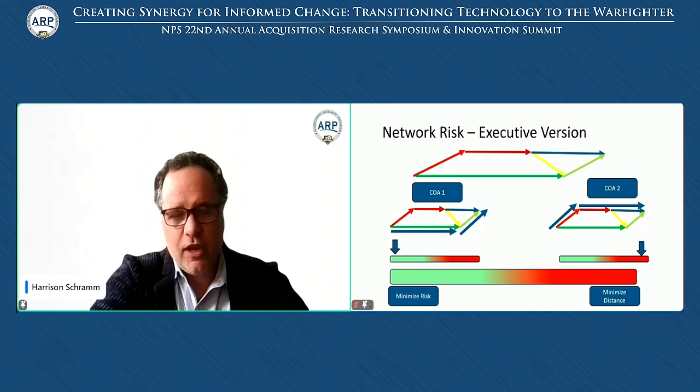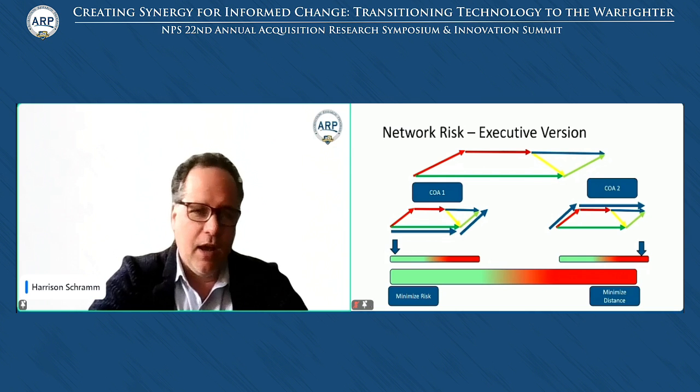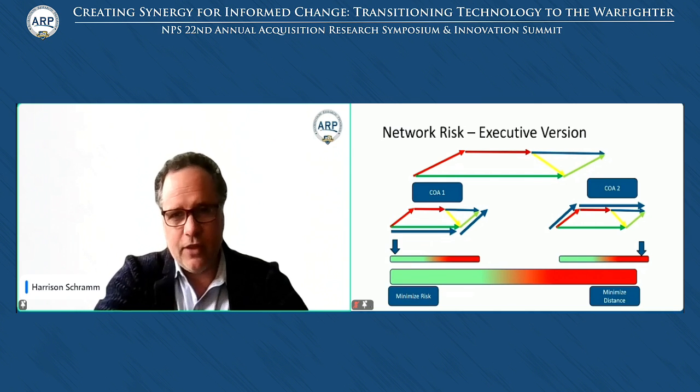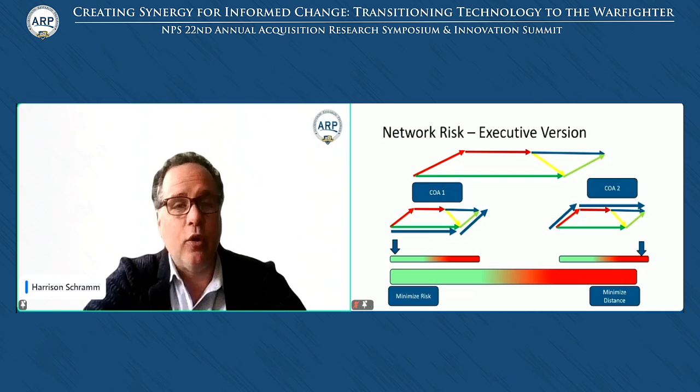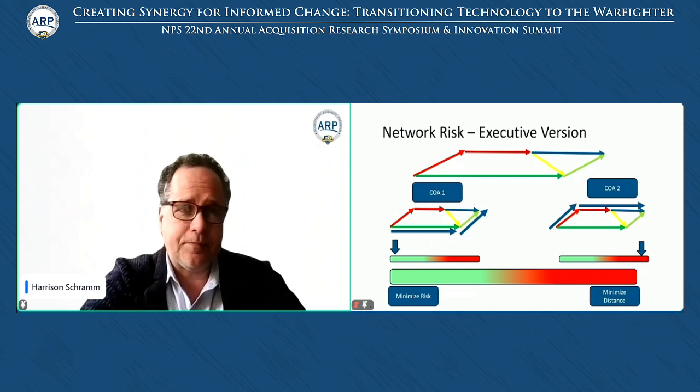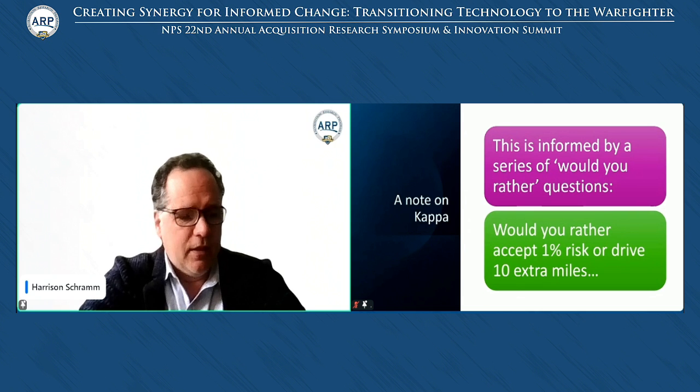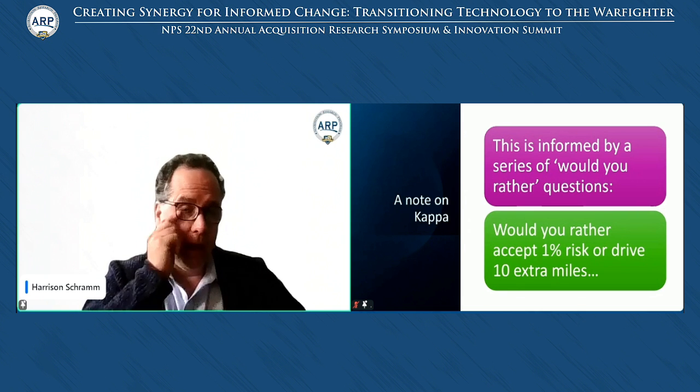As you change the importance that you put on risk and distance, you end up having different courses of action. On the left, in this example, minimizing risk, I take sort of the southern route, and then on the right, minimizing distance, I take the northern route. Next slide, please.